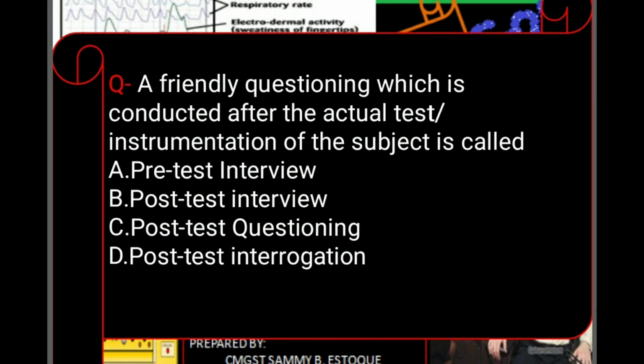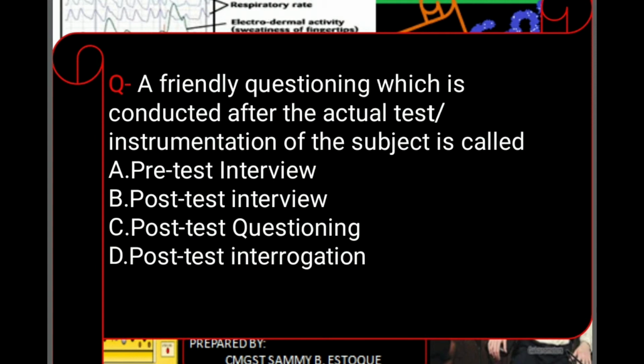A friendly questioning which is conducted after the actual test or instrumentation proper of the subject is called letter A, pre-test interview. Bravo, post-test interview. Charlie, post-test questioning. And Delta, post-test interrogation. Now, the friendly questioning conducted after the actual test. Ladies and gentlemen, for example, you observe that the subject is a deceiving subject. Then what you should conduct is post-test interrogation.